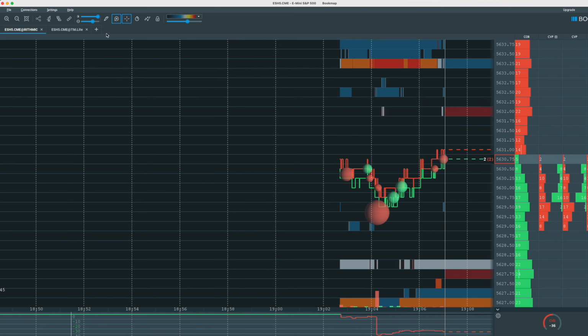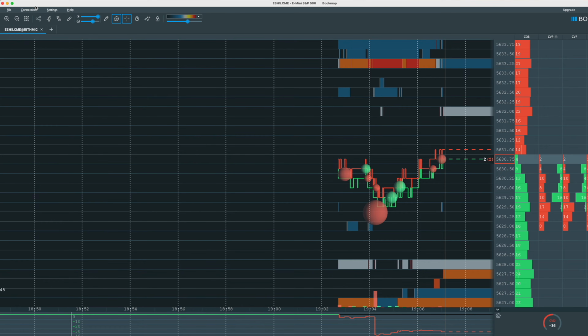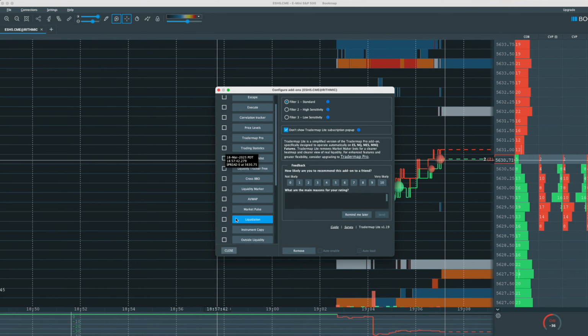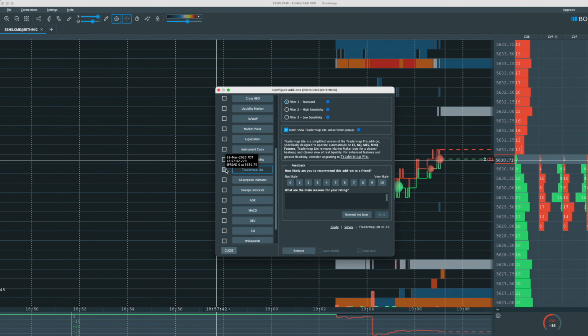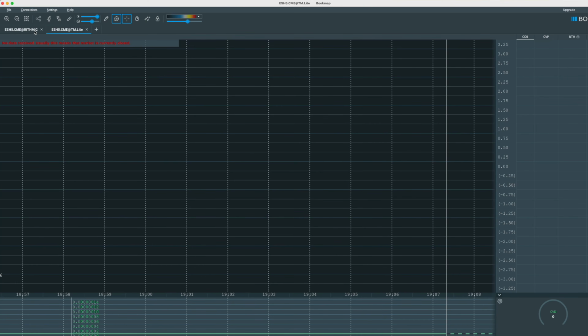And then you would come here. So it's going to look just like this. You're not going to have the TM Lite. Come to connections, configure add-ons. I'm going to go over TM Lite in the next part of the video, but turn on Trader Map Lite. That's going to be the algo filter to filter out the algos.